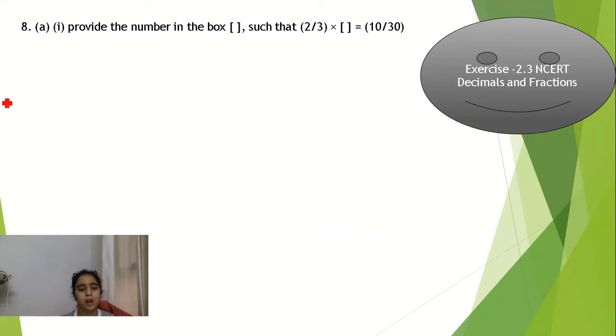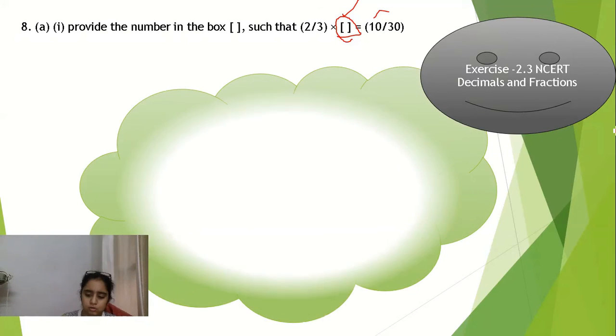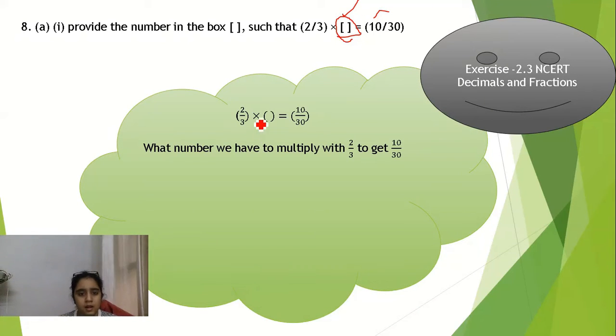What we have to find out in this: provide the number in the box. There is a box, and we have to find out the number in this box, such that 2 upon 3 multiplied by the number equals 10 upon 30. It means there is a number, and we have to find out this number. What number can we multiply by 2 upon 3 in order to get 10 upon 30?